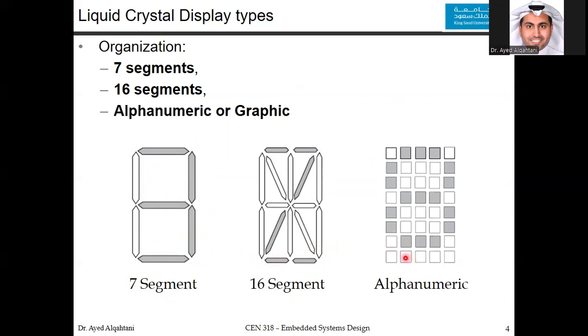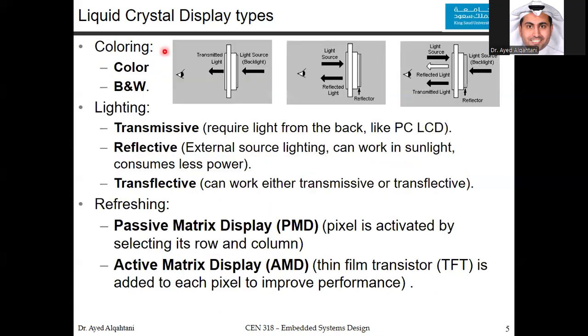Now, the alphanumeric is pixel-based. So you have a certain number of pixels with a certain dimension. And as you can see here, we can show the number 8 with good clarity. Now, there are so many ways to categorize different LCDs. That's one way of doing it, which is the organization. Another way is the coloring. Some of them are colored, some of them are black and white. Also, the lighting. Some of them are transmissive, some are reflective or transflective.